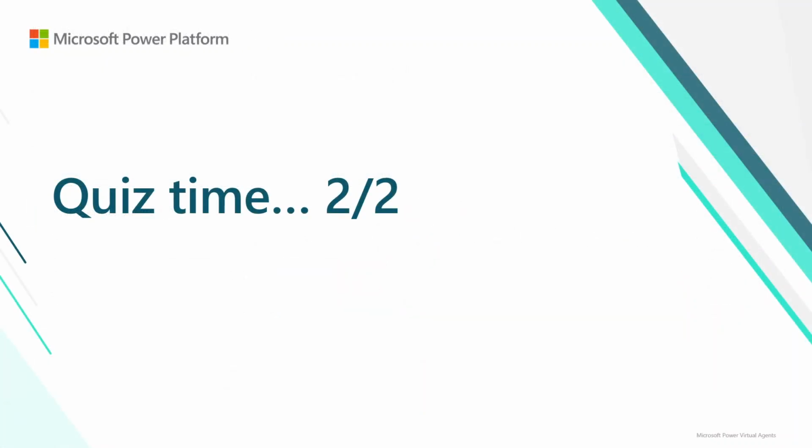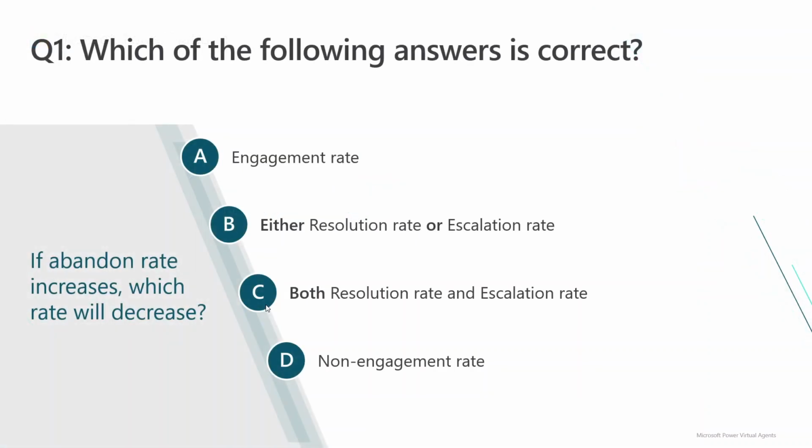Okay, another quiz. This time we have three questions. Which of the following answers is correct? If abandon rate increases, which rate will decrease? Would engagement rate decrease? Would resolution rate or escalation rate, either of those? Is it both resolution rate and escalation rate, or is it non-engagement rate? Which of those? Pause the video.